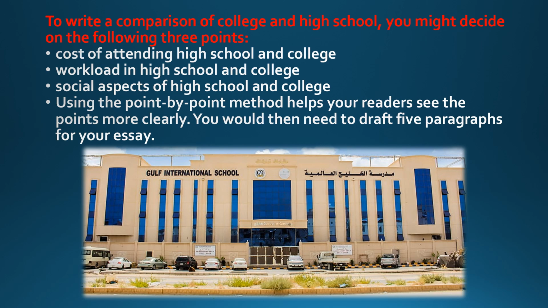If you were to write a comparison of college and high school, you might decide on the following 3 points: cost of attending high school and college, workload in high school and college, social aspects of high school and college. Using the point-by-point method helps your readers see the points more clearly. You would then need to draft 5 paragraphs for your essay.